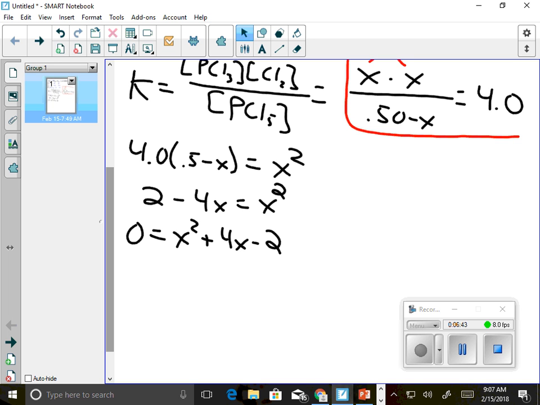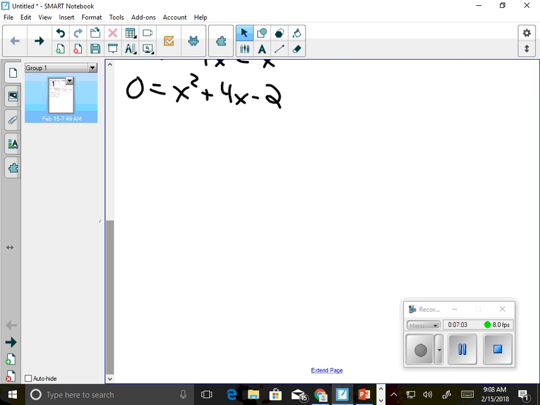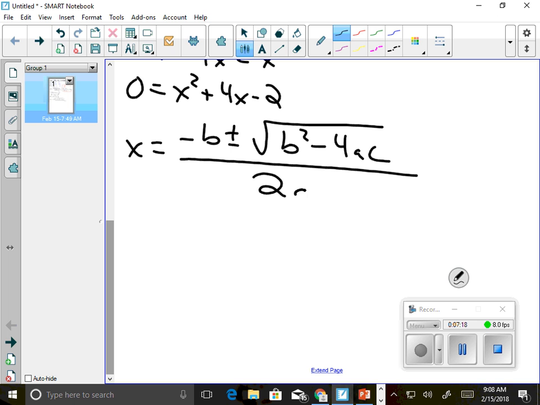If you're lucky, you could factor this out. We know factors, right? x plus something times x plus something. You're not going to have that in this class. Instead, what you're going to have to do is the quadratic formula. For those of you who don't remember, x equals negative b plus or minus the square root of b squared minus 4ac all over 2a.